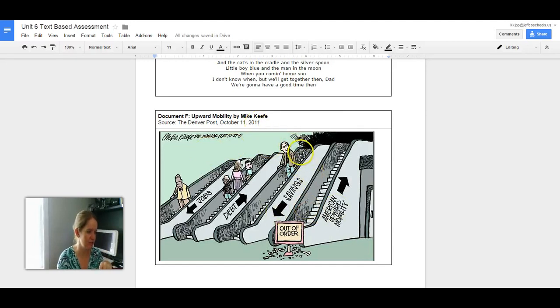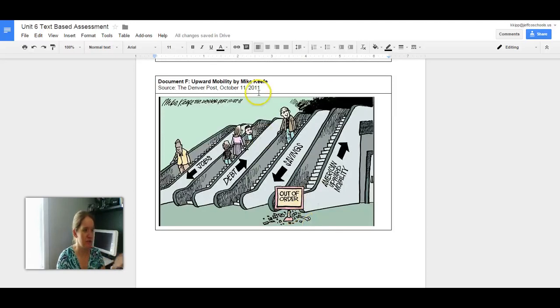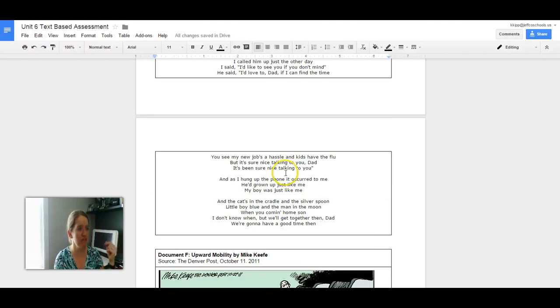And then we have a cartoon from 2011. This is interesting. So savings is going down, our debt is going up, our jobs are going down, and American upward mobility is out of order. It's not possible, in other words, to move from the lower class to the upper class, is this particular cartoonist's opinion. So if that's your argument, this is a great piece of evidence for that.